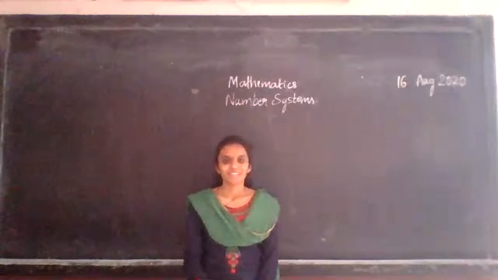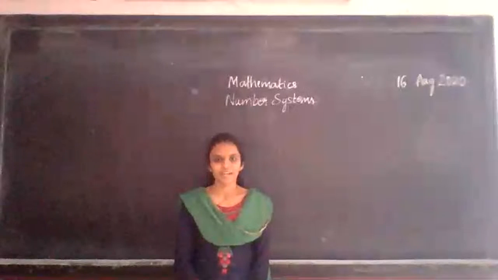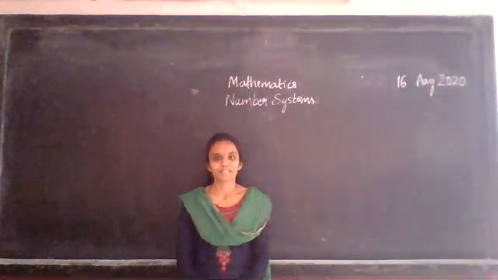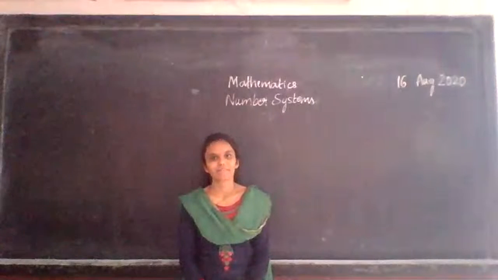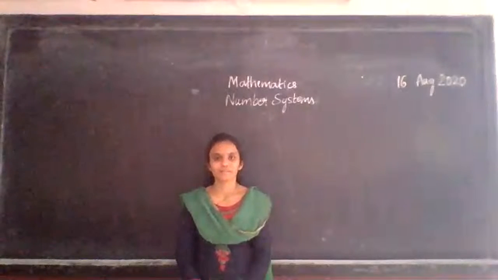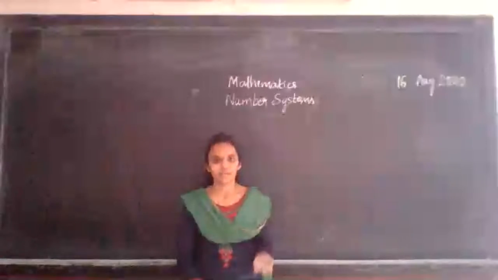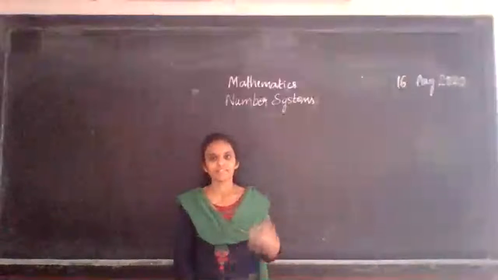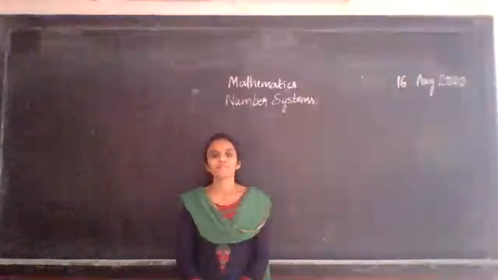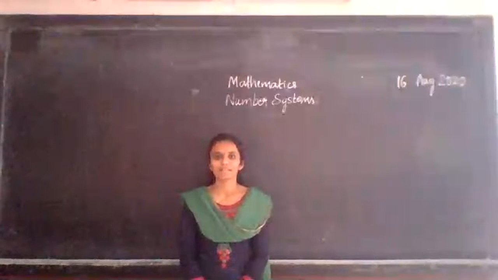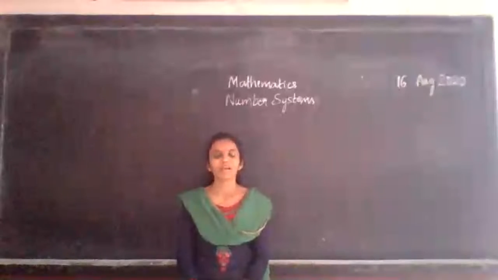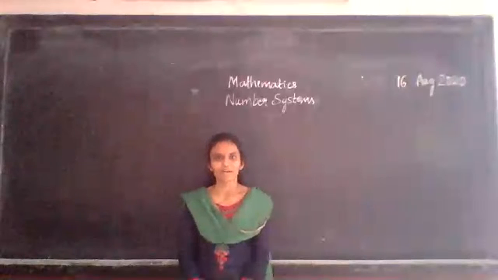Hello students. In the last class we were discussing number systems, chapter 1. We defined the different kinds of numbers we have: natural numbers, whole numbers, integers, rational numbers, irrational numbers, and other irrational numbers. And we solved some examples and exercises for rational numbers also, how to represent them in rational form. All these things we had discussed.